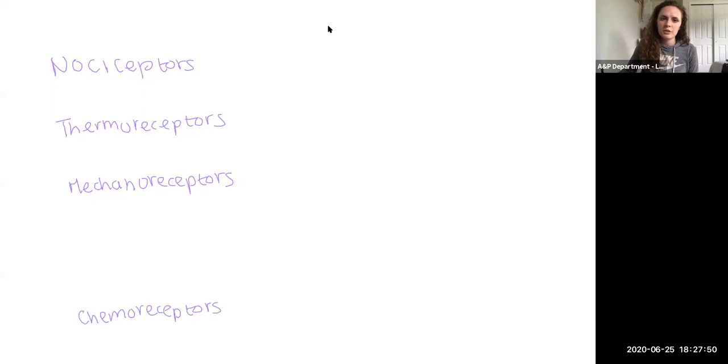Nociceptors are our first ones. They respond to pain. This is our pain receptor. They use a neurotransmitter called substance P. Substance P, substance pain. Pretty easy to remember.